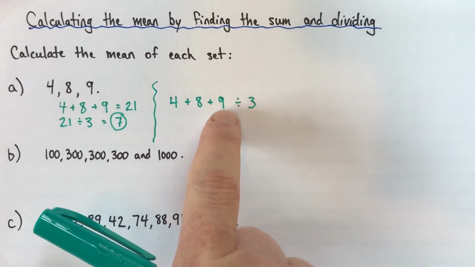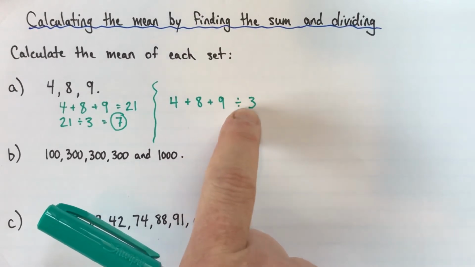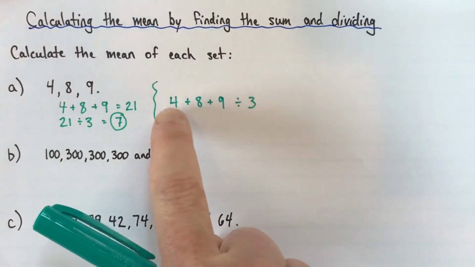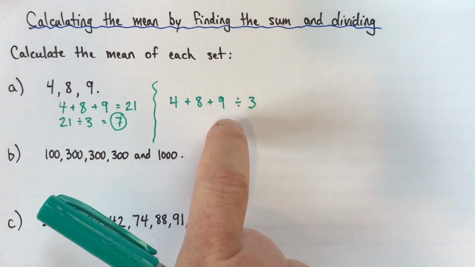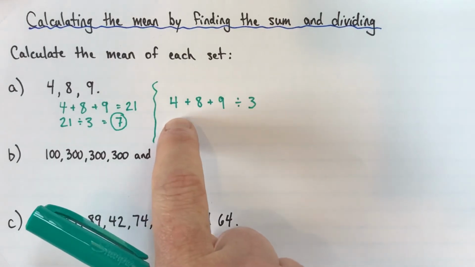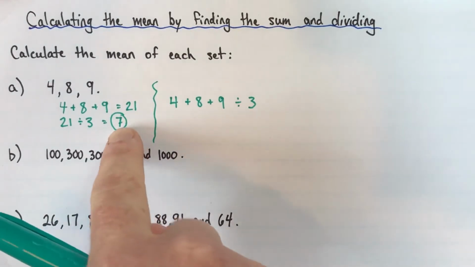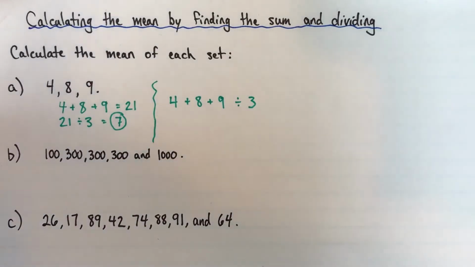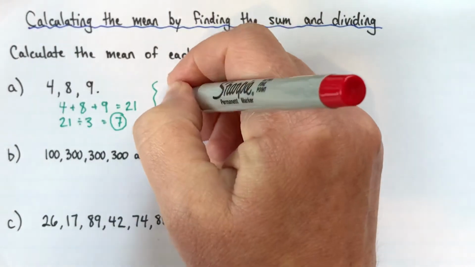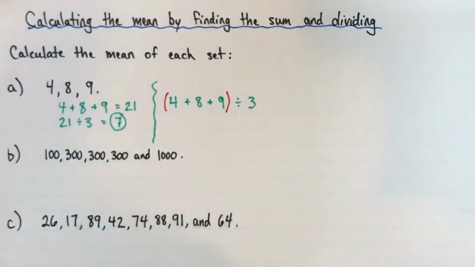What this would give us, if we just left it like this, 9 divided by 3 is 3, 4 plus 8 is 12, plus 3, so this would give us 15. But we know that the mean is 7. So there's an easy way to fix this. Maybe I'll just do it in red so we make a note of it. You just need to put brackets around the addition.